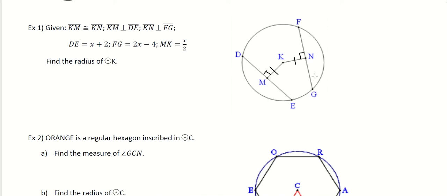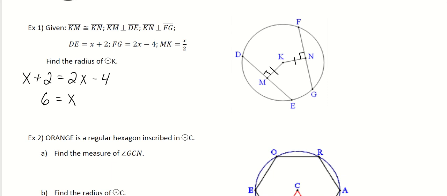So what do we know about these chords? We know the chords are congruent, which comes in handy because we're told that DE is x plus 2 and FG is 2x minus 4. Those are the lengths of our chords, so we know that DE is congruent to FG, so we can set these equal to each other. All right, so x plus 2 equals 2x minus 4. We solve and we get x equals 6.